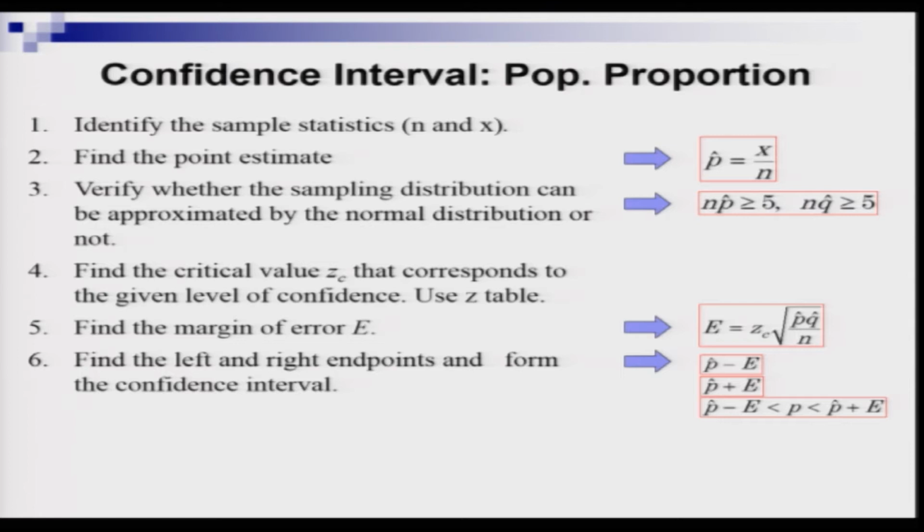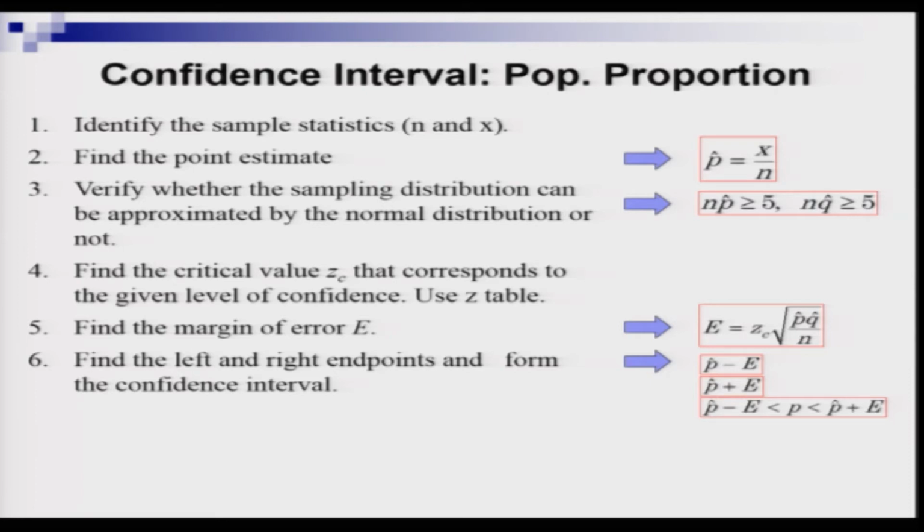And then in step 3 we have to find out whether the sampling distribution can be approximated by the normal distribution or not. So, when we realize the x and n's, then they can be modeled actually in a binomial setup, but as we have studied earlier, and I told you that binomial can be approximated by the normal distribution in the large sample case. So, there are some statistical criteria to be met, of course.